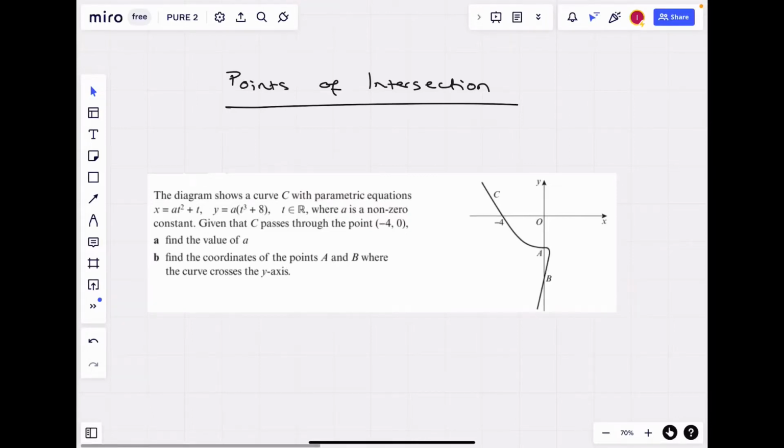This curve crosses the y-axis at two different points, and it crosses the x-axis at one point. You need to work out the value of a, given that it crosses the x-axis at (-4, 0). So how do you think you would go about doing this?